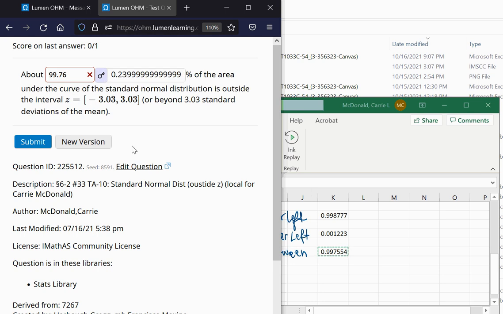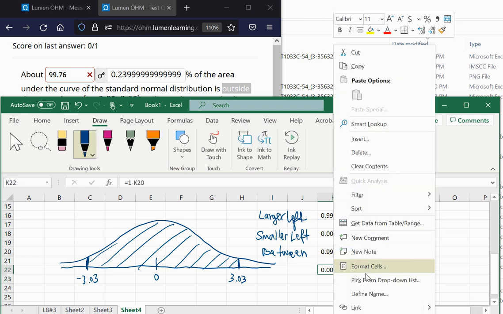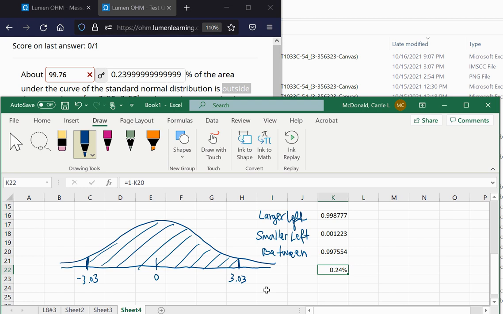Well, what's the answer supposed to be then? The area under the curve. Oh, I read it incorrectly. Notice that it says about what percentage of the area under the curve is outside the interval. Well, I found the part that's inside the interval. So what's the part that's outside it? That would be 1 minus that. And then multiply that times 100 to make it into a percentage. Or you can also right-click and format it as a percentage. Or you can move the decimal place over 2 places.